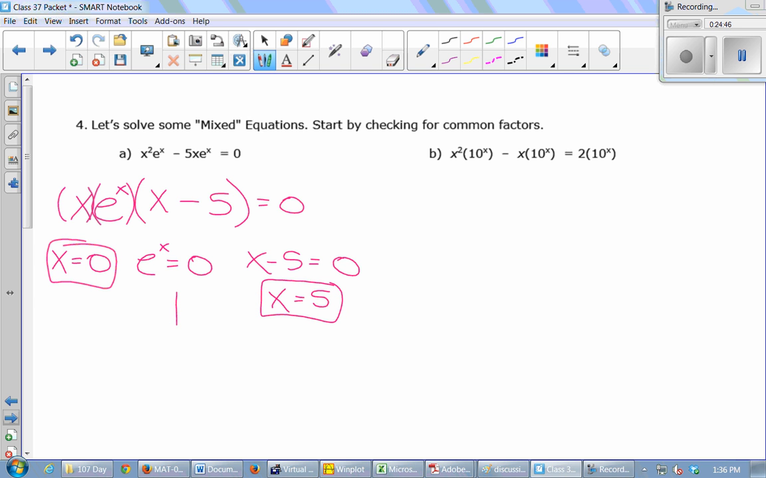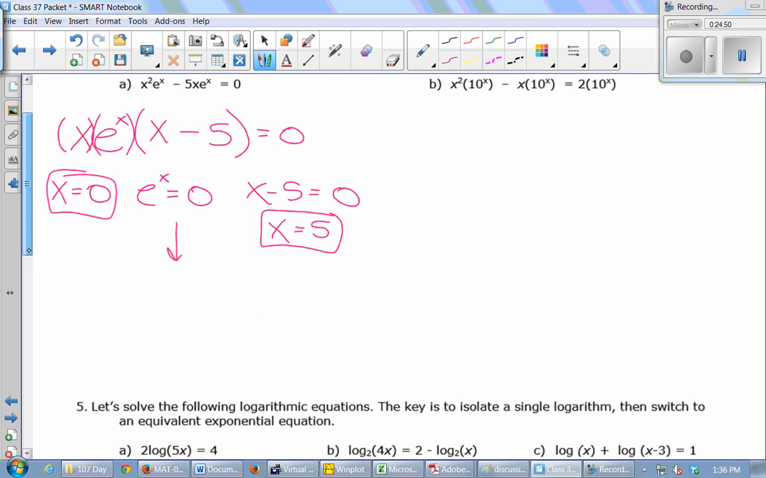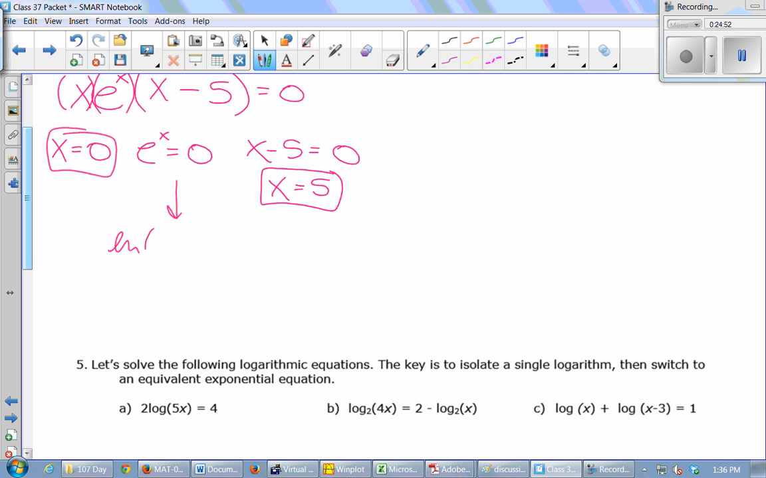Well, how do you solve an exponential? How do I find out what x is? I could take the ln of both sides, right? So I have the ln of e to the x equals ln of 0. What's the ln of e to the x? x. What's the ln of 0?